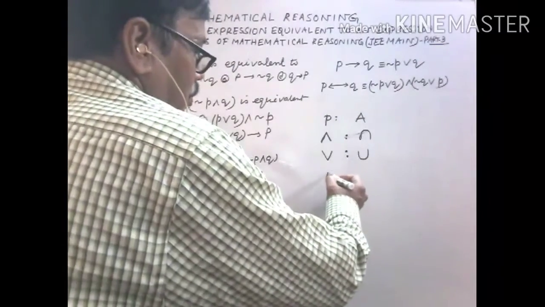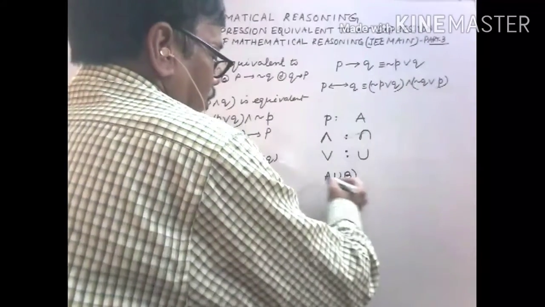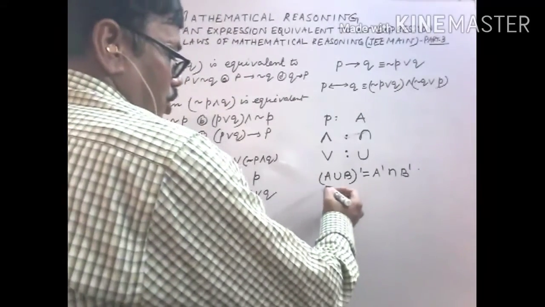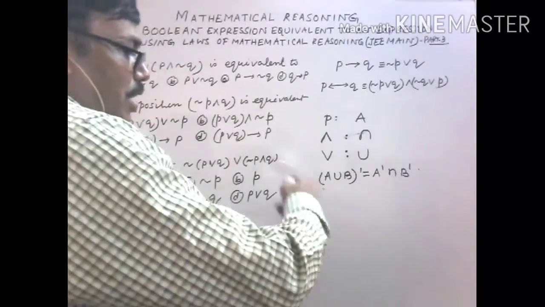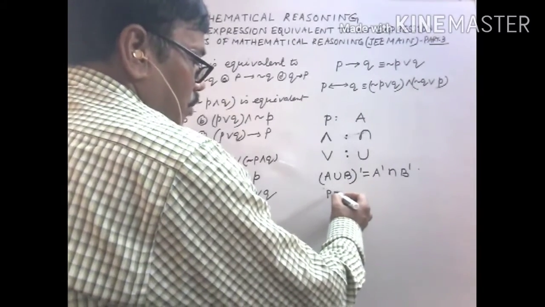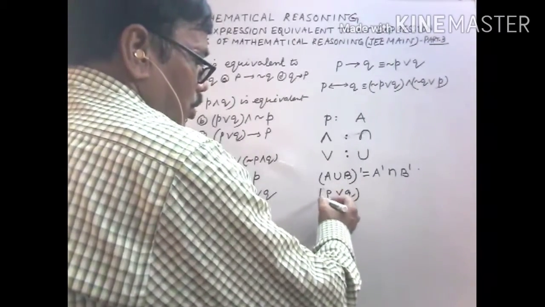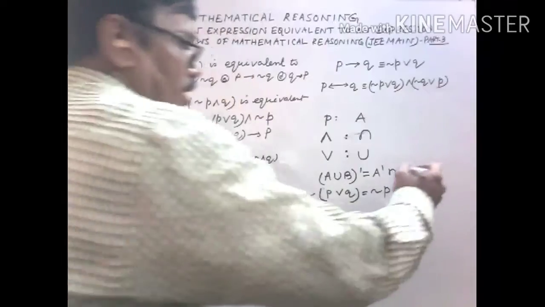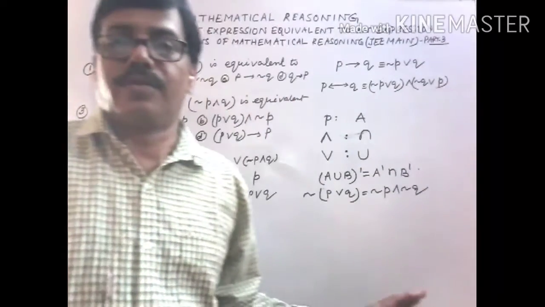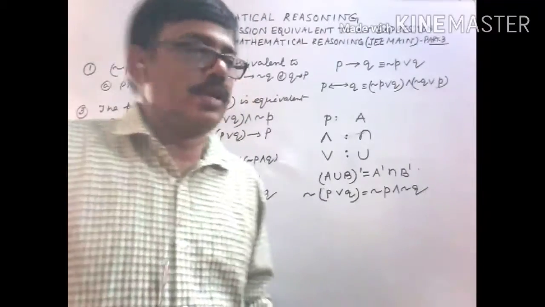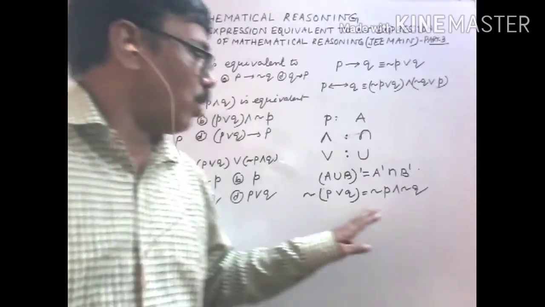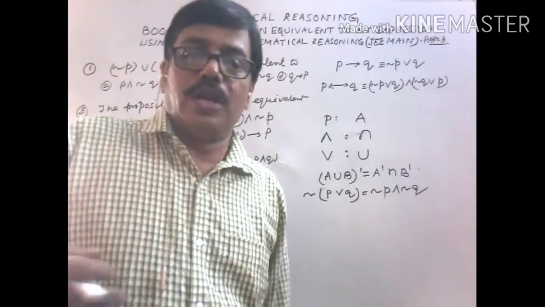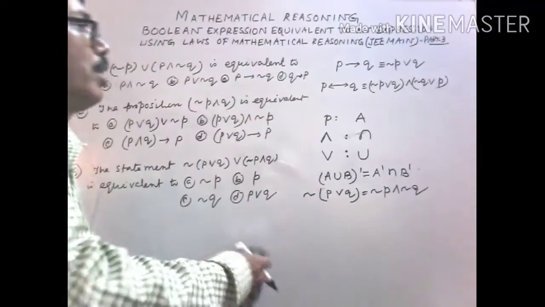We mainly use this formula, De Morgan's law: (A union B) dash equals A dash intersection B dash. So, in terms of statements, it is equivalent to negation of (P disjunction Q) equals negation P conjunction negation Q. I have already discussed this in my first class. So, what are the laws of mathematical reasoning? Then distributive laws.